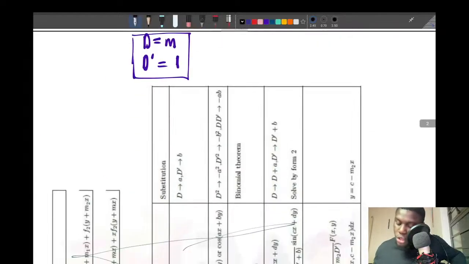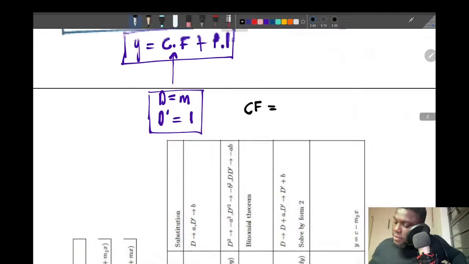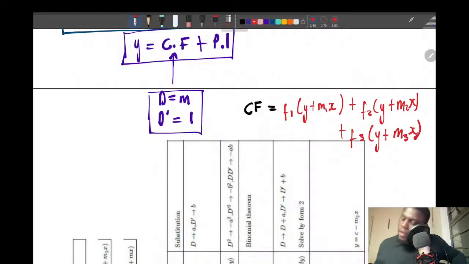Now what you must know is, when you are going to find your complementary function, write this down. The complementary function is always going to be like this. You're going to say complementary function is equal to f1, and inside you put y plus m1x, because you're going to get solutions m1, m2, whatever. Then plus f2 of y plus m2x. Then you keep going: plus f3 of y plus m3x. F will remain as f3, but you'll be replacing this m. This is how you're going to get your complementary function. Make sure you know that.